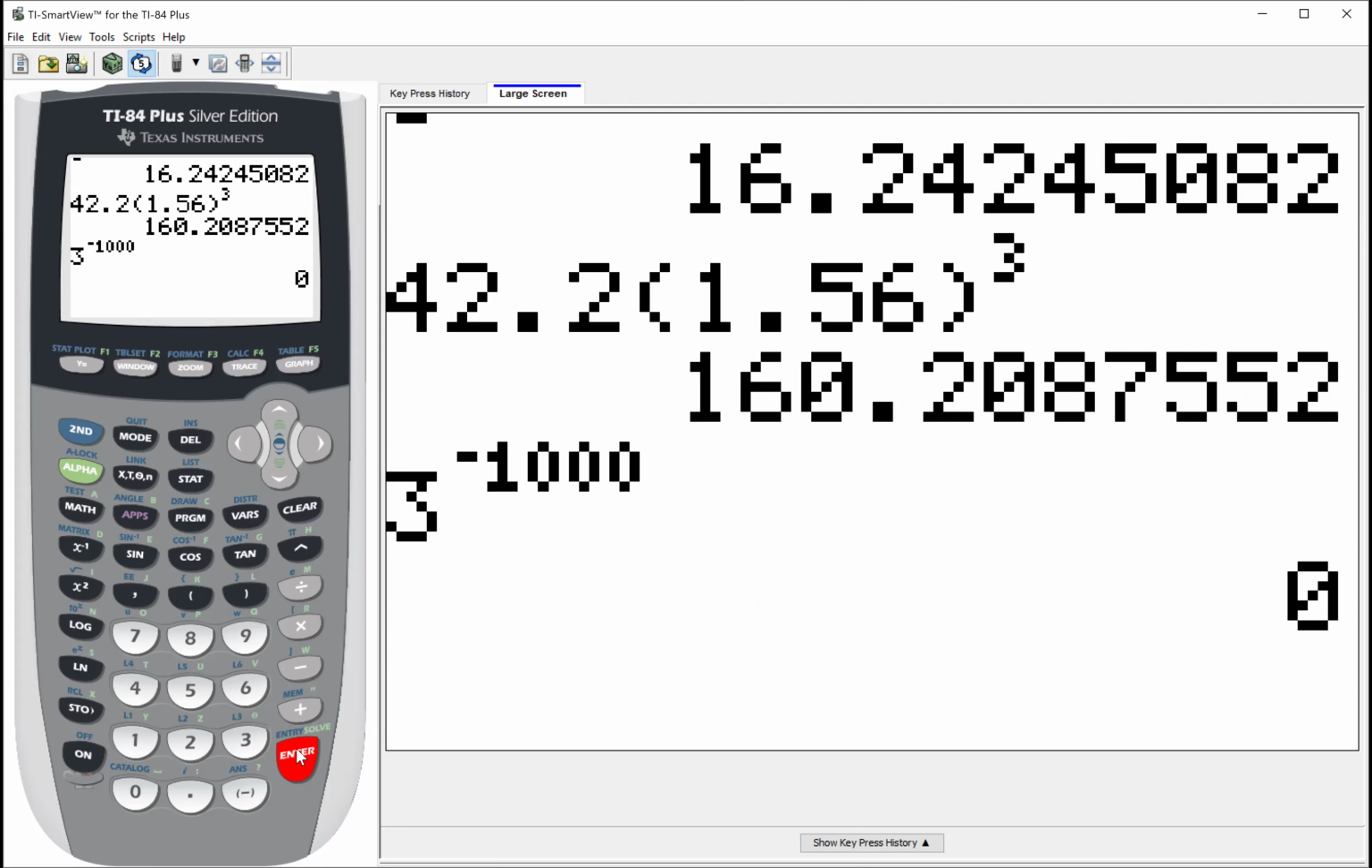So really what we're doing is this is like 1 divided by 3 to the 1,000th power. So it's going to be a very, very tiny number that's going to get closer and closer to 0. But the graph is never going to touch the x-axis.